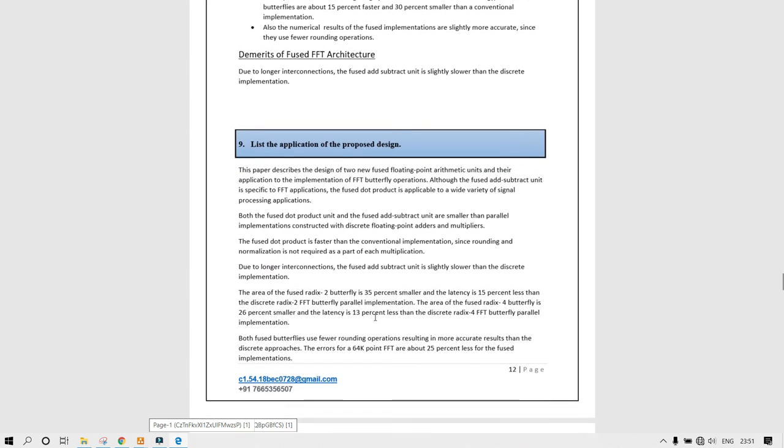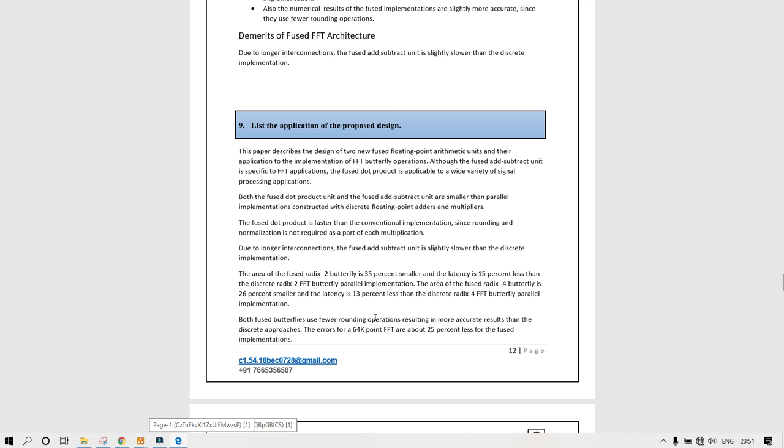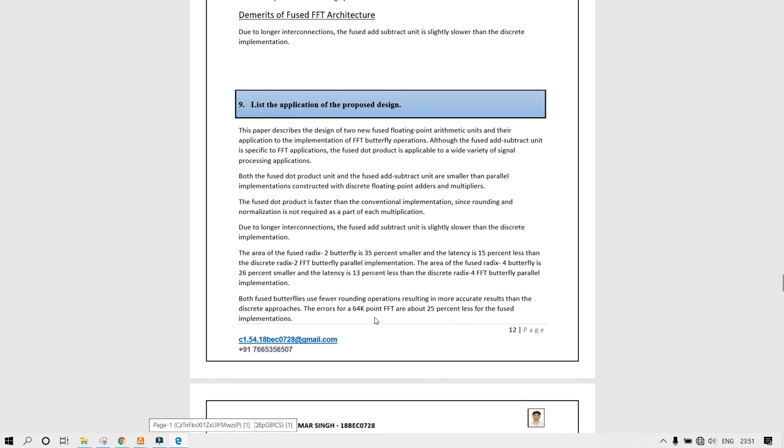Now question number 9, list the applications of the proposed design. This paper describes the design of two new fused floating point arithmetic units and their application to the implementation of FFT butterfly operation. Although the fused add subtract unit is specific to FFT applications, the fused dot product is applicable to a wide variety of signal processing applications. Both the fused dot product unit and fused add subtract unit are smaller than parallel implementations constructed with discrete floating point adders and multipliers.